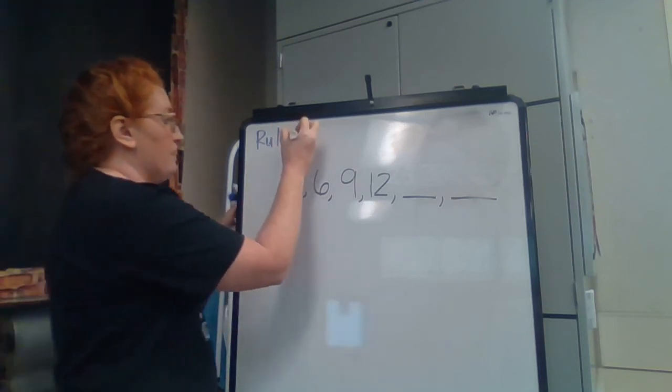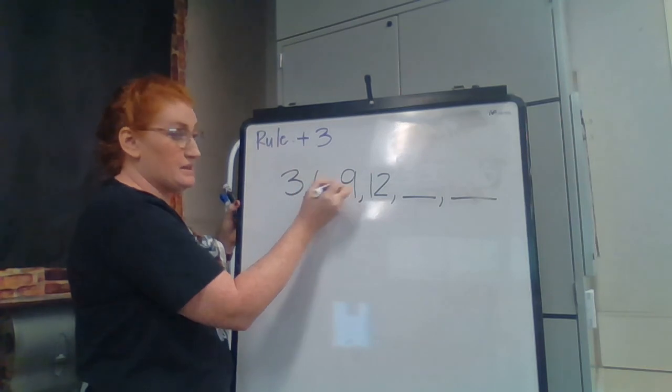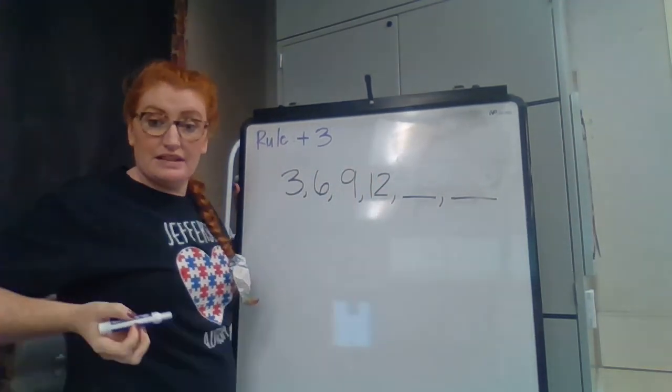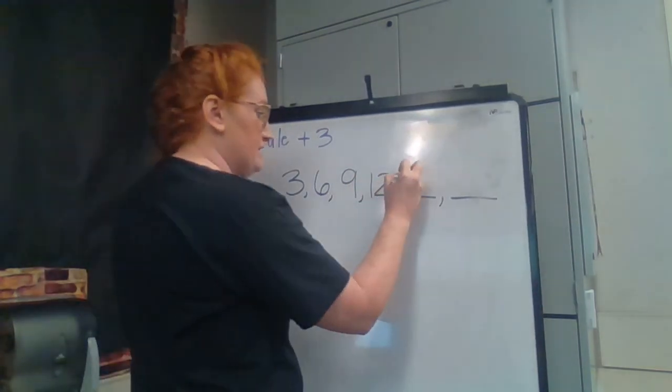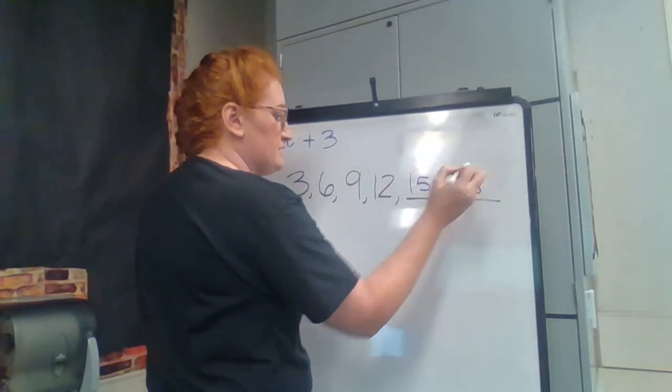I added 3. 3 plus 3 is 6. 6 plus 3 is 9. 9 plus 3 is 12. So now the next number is 12 plus 3, 15. And then 15 plus 3 is 18.